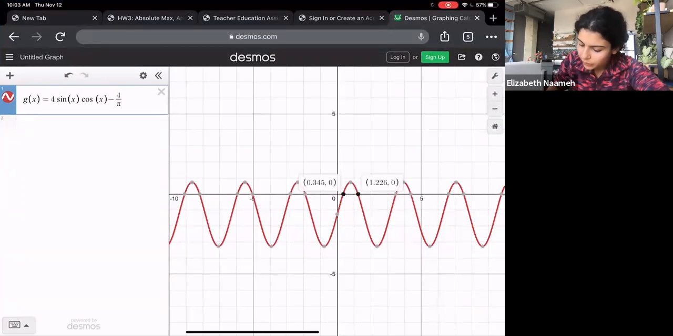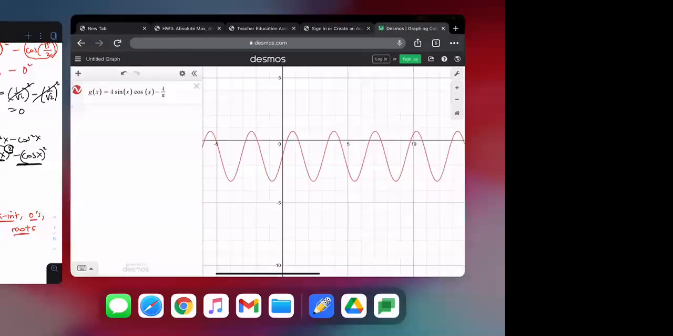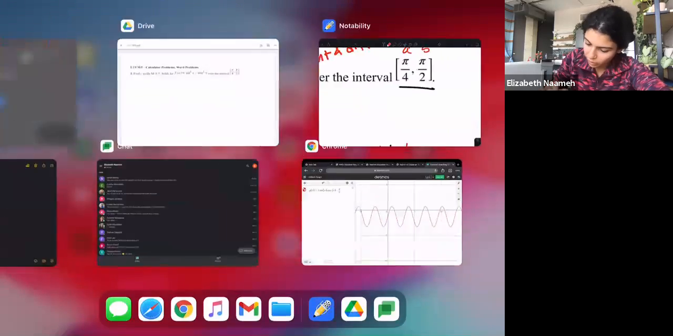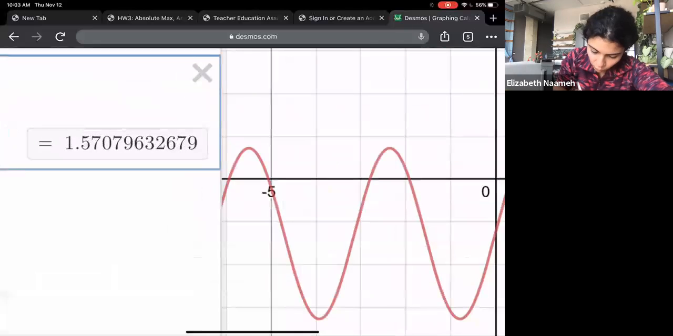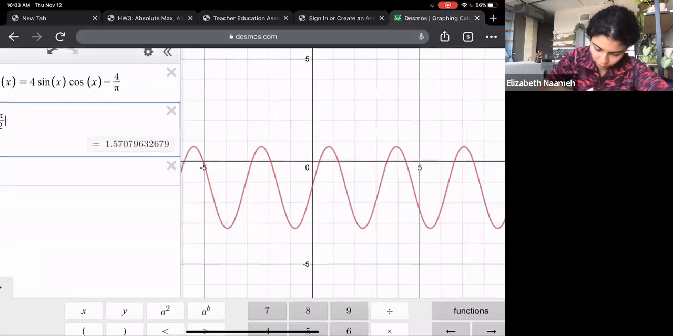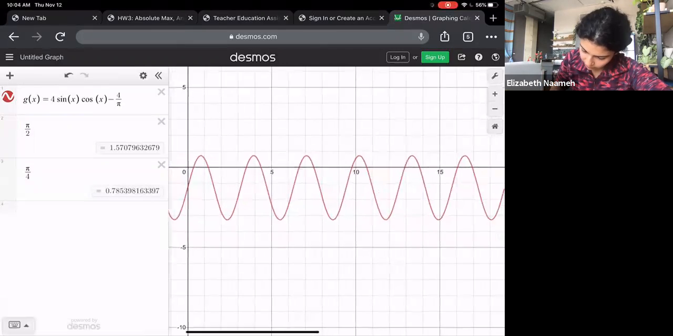On what interval are we focused? Pi over 4 to pi over 2. Okay, so we're only going to focus on pi over 4 to pi over 2. Let's figure out what pi over 2 is. Watch what I'm doing. Pi over 2. It tells me right here, it's 1.57. So I'm going to look up to 1.57. And then this one I'll type pi over 4. Okay, do you see what I'm doing?